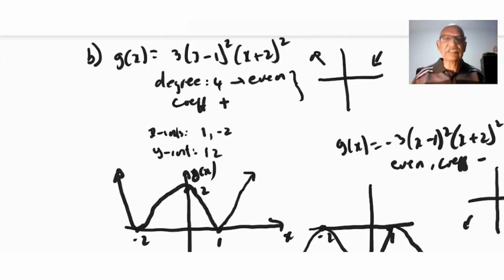Okay, so all of this was easier because they were all in factored form. We'll see the other ones when they are not factored.